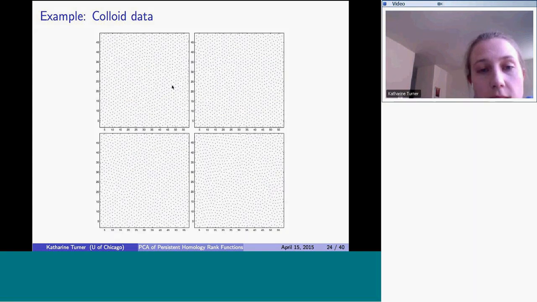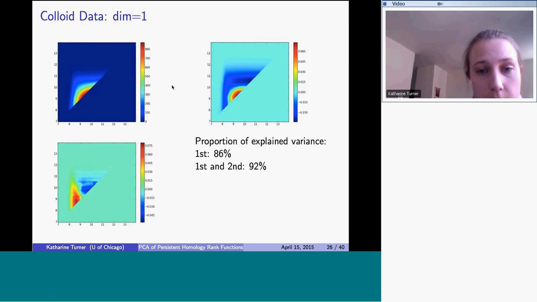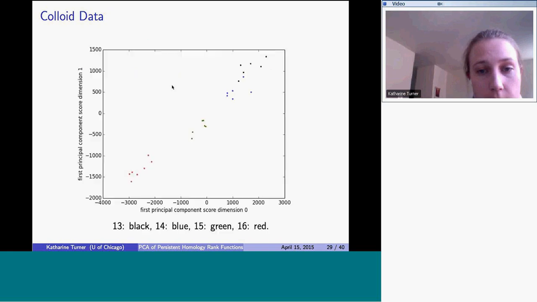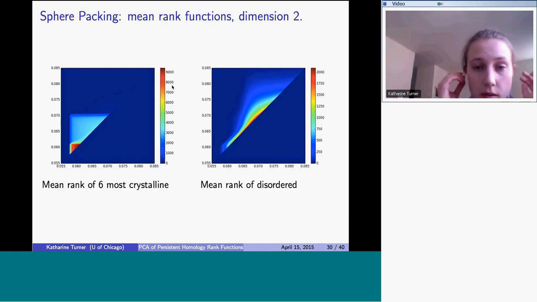This colloid data here is that they have liquid on a plane, and it's so thin a plane that it really is two-dimensional. And the persistent homology of the Čech complex. Yeah, everything is Čech. In this latest example, we now have points in R3, in a box.